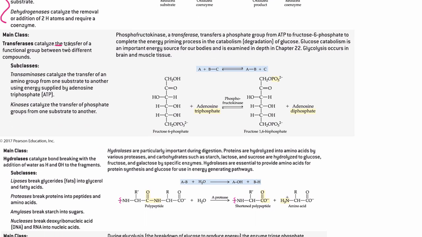Transferases, these are enzymes that catalyze the transfer of a functional group between 2 different compounds. The subclasses, transaminases, we'll talk about those later, and kinases. And we will talk about those later. So in this reaction here, we haven't talked about ATP yet, but basically this is a transfer of a phosphate group from ATP to this fructose 6 phosphate to produce fructose 1,6 bisphosphate. But basically it's just a transfer of a functional group. In this case that was a phosphate group.